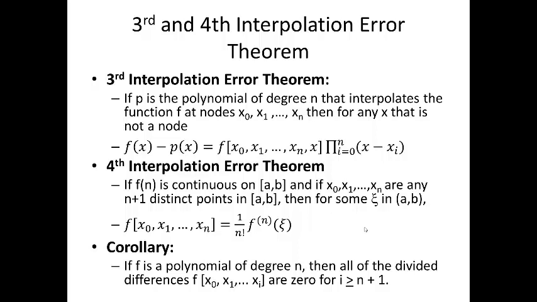Theorem 4 shows that there's a relationship between the divided differences and the derivatives, in particular the nth derivative. And as an immediate consequence of this theorem, we can observe that all higher order divided differences are 0 for a polynomial. And that's what the corollary says, which is actually the important part here. If f is a polynomial of degree n, then all the divided differences f[x0, x1, ..., x sub i] are 0 for i greater than n plus 1.